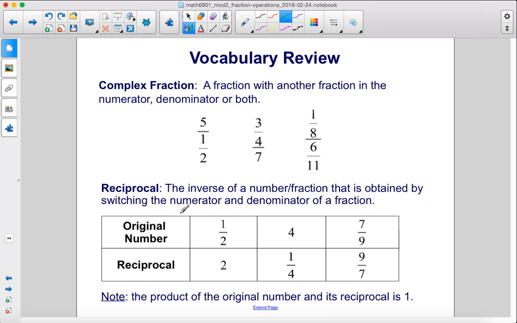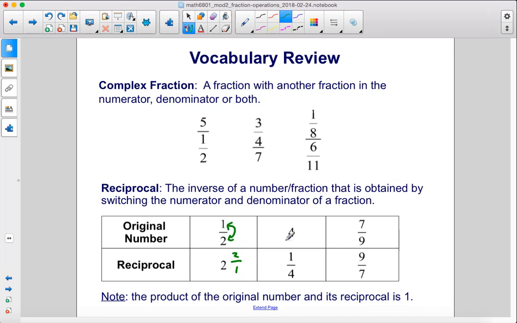The reciprocal is the inverse of a number or fraction that is obtained by switching the numerator and denominator of a fraction. If your original number is 1/2, your reciprocal is 2. You can also think of 2 as being 2 over 1. So you just swap the numerator and denominator.